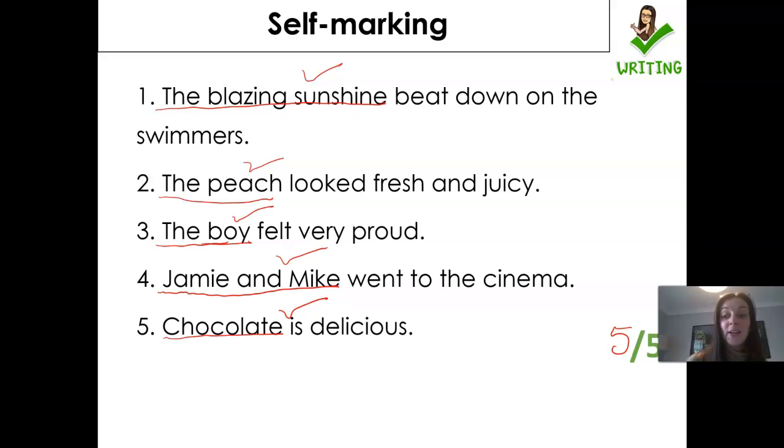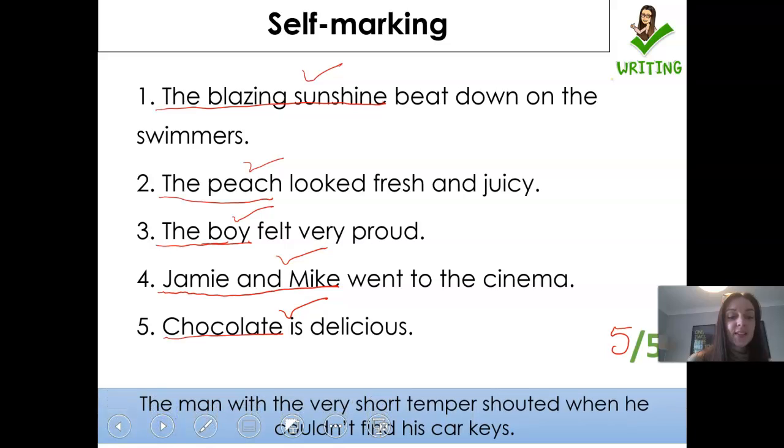Okay, you are working really hard here and we've got one final task to do. Oh, look, there's my example sentence. The man with the very short temper shouted when he couldn't find his car keys. I look forward to reading your example or extension sentences.